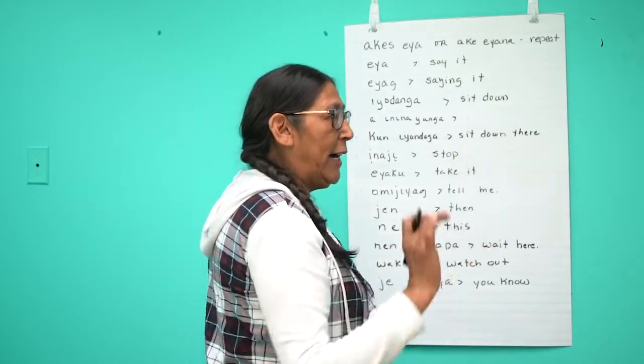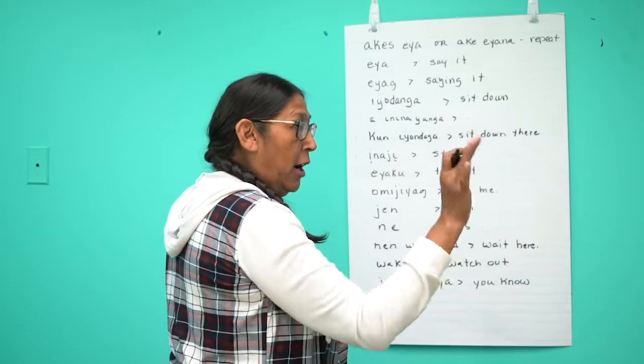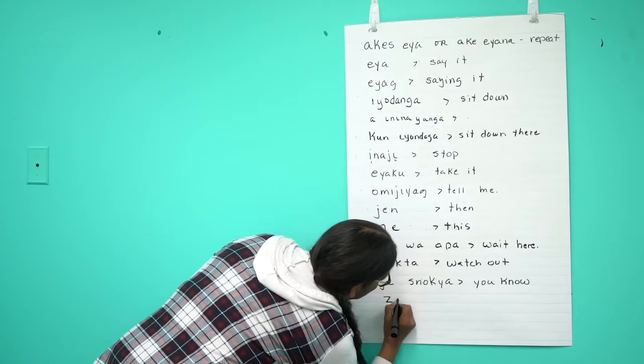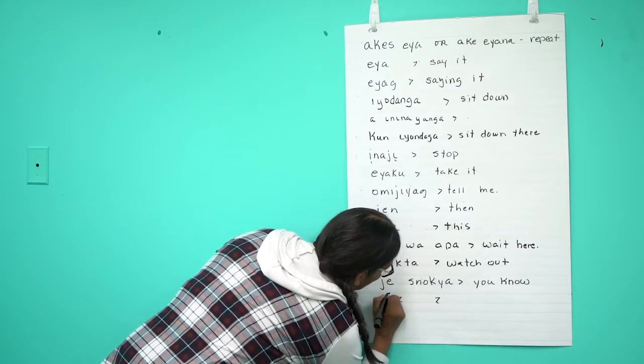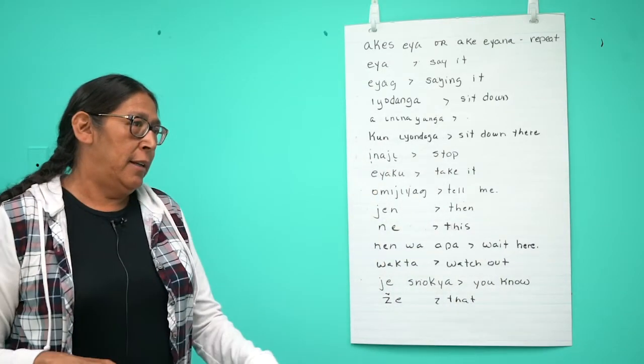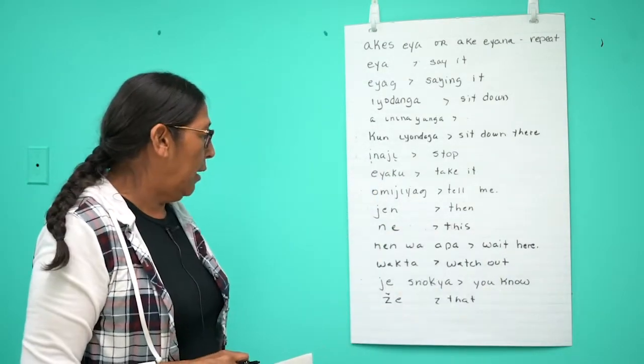Amogia je nitawa. That car, does it belong to you? Je, that. And that's just easy to spell. It's just that. Je amogia nitawa. That car, is it yours?